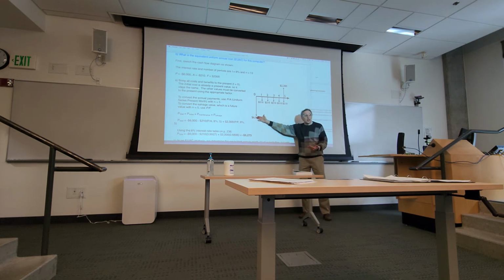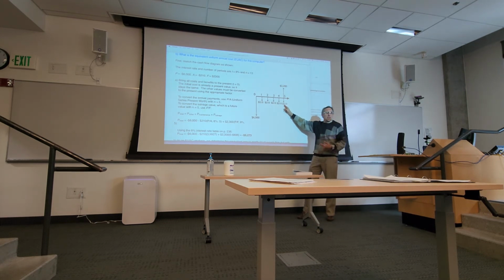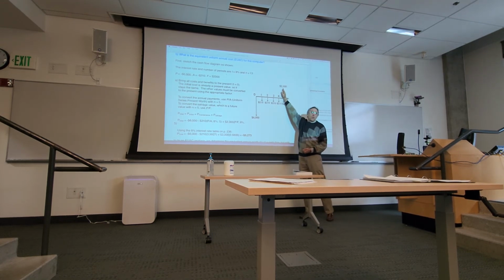We invest $6,000 up front, and every year we're going to have to pay $210 to maintain this investment. So maybe we purchased a machine. This is our expected annual maintenance on that machine. After 5 years, we're going to get rid of it. We're going to sell it at a salvage of $2,300.